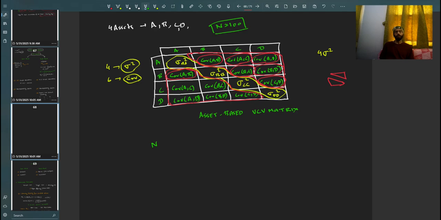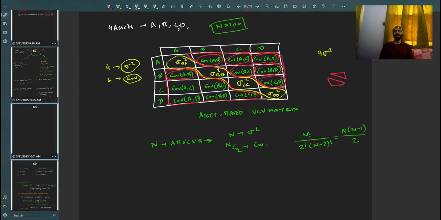For n assets, for an asset-based VCV matrix, the number of unique counts of these variances plus covariances is equal to n variances and n combination 2 covariances. N combination 2 is basically a permutation combination term. This is measured like n factorial divided by 2 factorial multiplied by n minus 2 factorial, right? Mathematically, let's not get into the intricacies, this will be straight away equal to n into n minus 1 by 2.